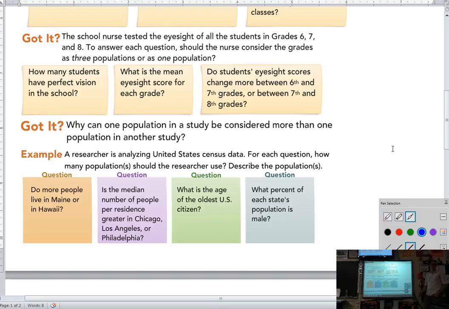Solomon, what do you got for me? 1, 3, 3. See, we can verify. How many students have perfect vision in the school? That'd be everybody together. What is the mean eyesight score for each grade? That would be 3 populations. And do students' eyesight scores change more between 6th and 7th, or 7th and 8th?